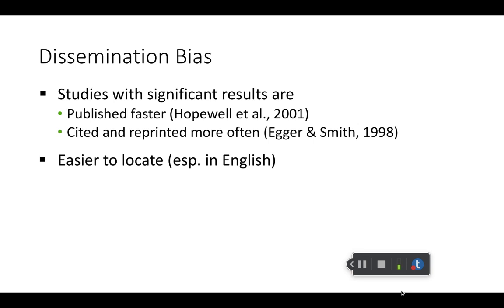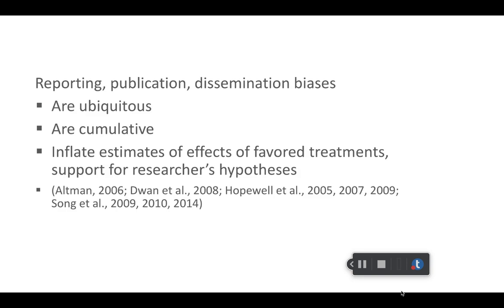So on top of this, there are several sources of dissemination bias. Studies with statistically significant results are published faster than other studies. They're cited and reprinted more often, so they're easier to locate, especially in English. So we see that reporting, publication, and dissemination biases are ubiquitous. That means they're everywhere. They are cumulative, and they tend to inflate estimates of effects of favorite treatments and support for researchers' hypotheses.